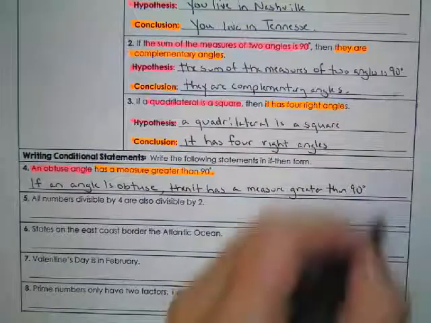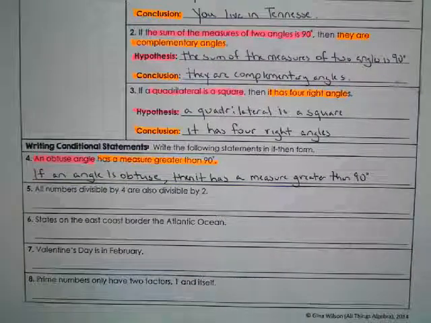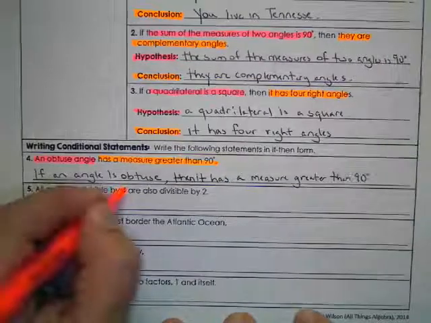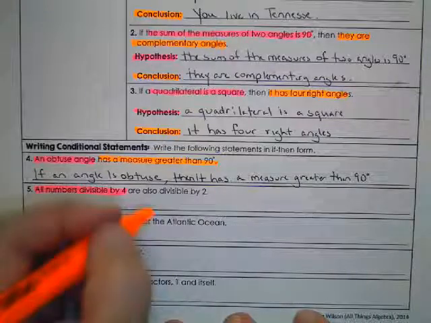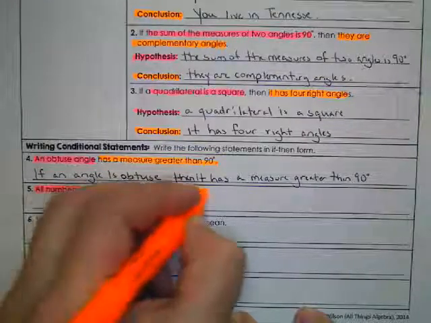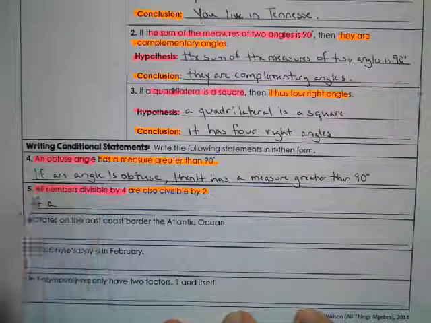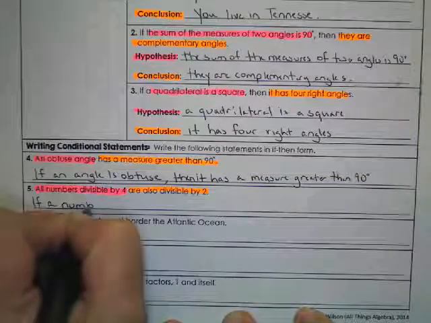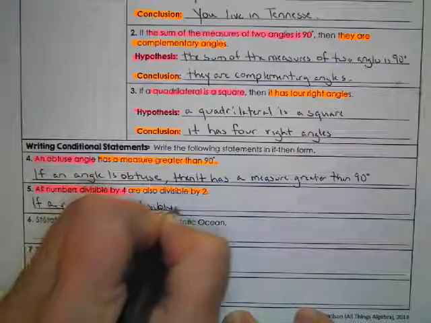Let's try another one. All numbers divisible by 4 are also divisible by 2. We'd start with number divisible by 4, that would be our hypothesis, and our conclusion is then they are also divisible by 2. So you can say, instead of using all, we'll just say if a number is divisible by 4, then it is divisible by 2.